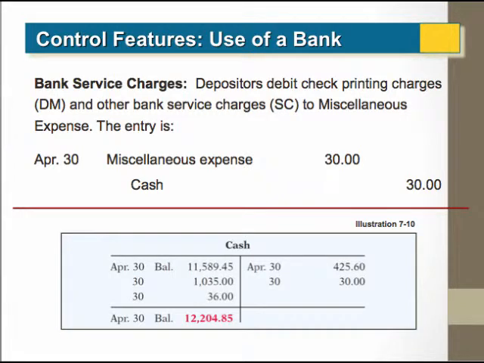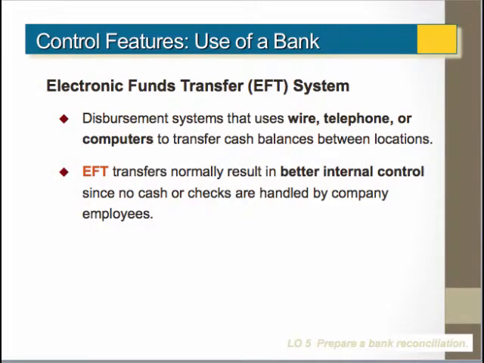For bank service charges, we have to recognize that we have a bank charge, so we debit miscellaneous expense for $30 and decrease the cash for $30. So when we take a look at the ledger, we come up with the debit and credit entries to get an ending balance of $12,204.85.